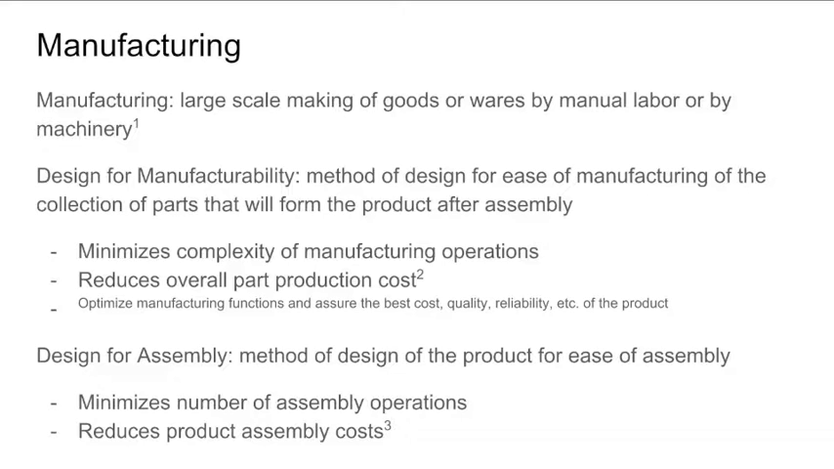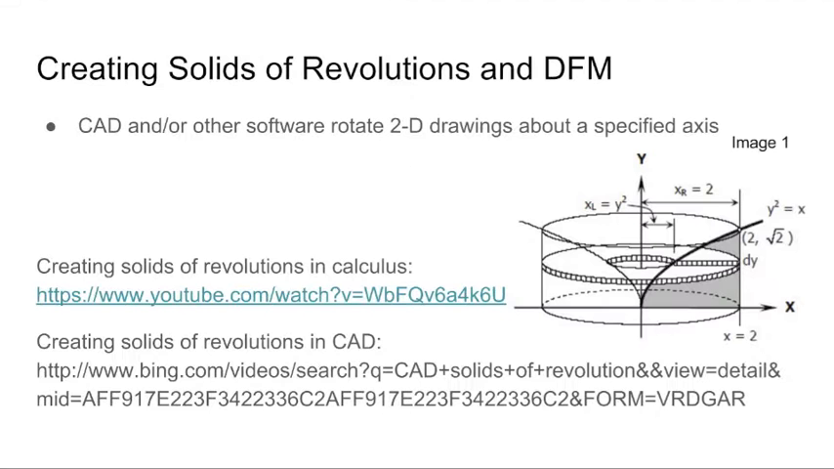These are design for manufacturability, which is the method of design for ease of manufacturing of the collection of parts that will form the product after assembly, and design for assembly, the method of design of the product for ease of the actual assembly of the products. How are solids of revolutions applicable in DFM, design for manufacturability?